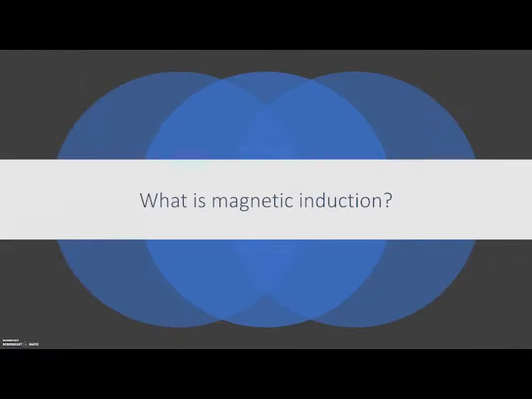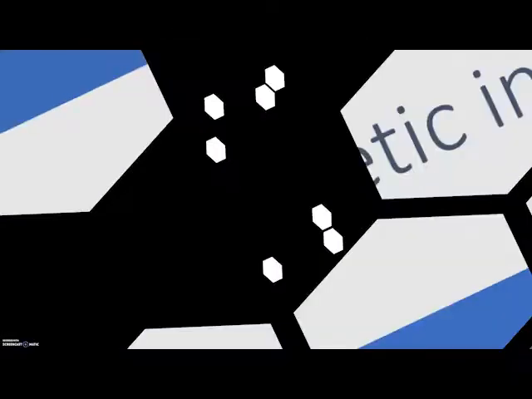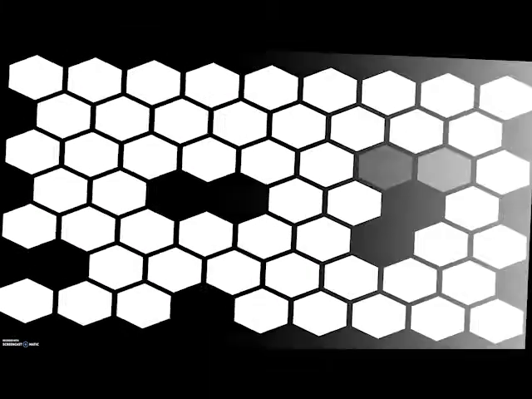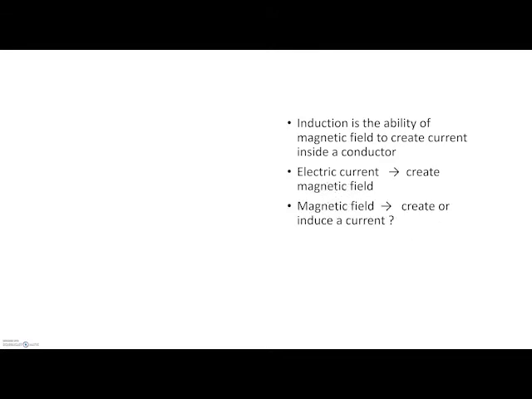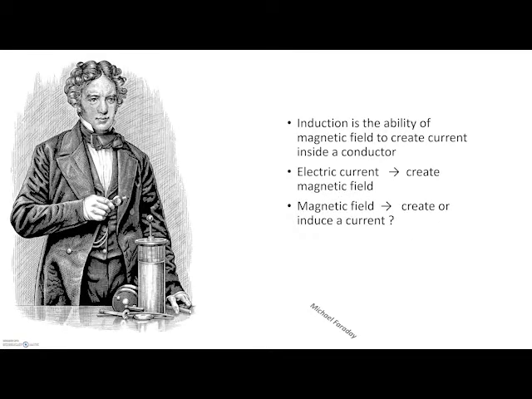Next, what is magnetic induction? Induction is the ability of a magnetic field to create current inside a conductor. We know that electric current can create a magnetic field, but can a magnetic field create, or induce, a current? Well, a scientist named Michael Faraday had proven it.